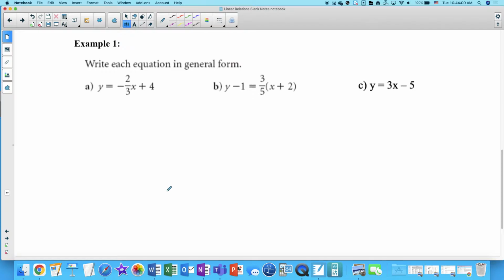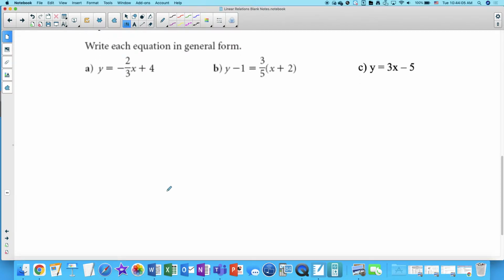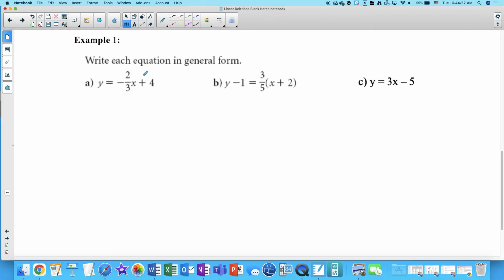There's multiple ways to do this. Personally, if I see a fraction or a decimal, I like to deal with that first. So here, for example, the coefficient of x is -2/3, okay? Which basically means I'm taking x, multiplying it by -2, and then dividing by 3. Okay, so to undo that division by 3, I have to do the opposite, which is to multiply by 3. So I'm going to start out by multiplying this entire equation by 3.